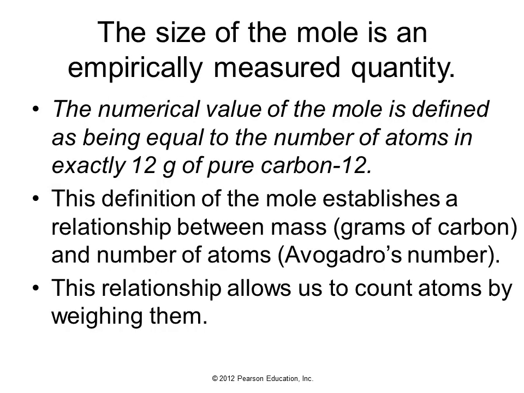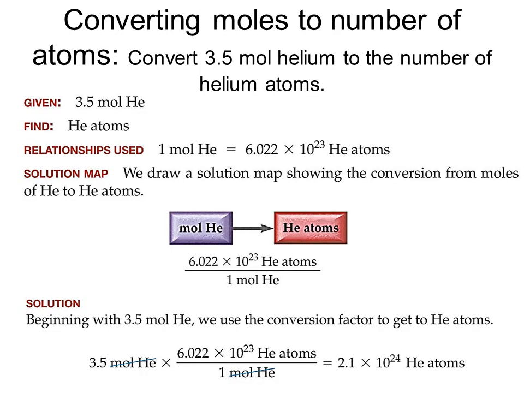The size of the mole is an empirically measured quantity. The numerical value of the mole is defined as being equal to the number of atoms in exactly 12 grams of pure carbon-12. This definition of the mole establishes the relationship between mass, the grams of carbon, and the number of atoms, Avogadro's number. This relationship allows us to count atoms by weighing them. An example. Let's convert moles to number of atoms.